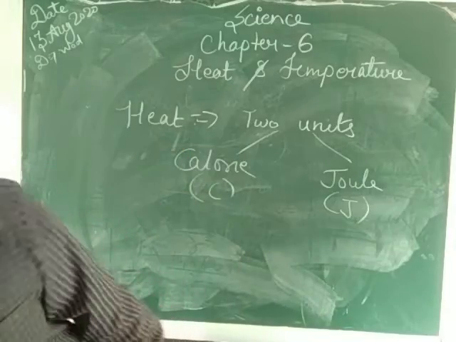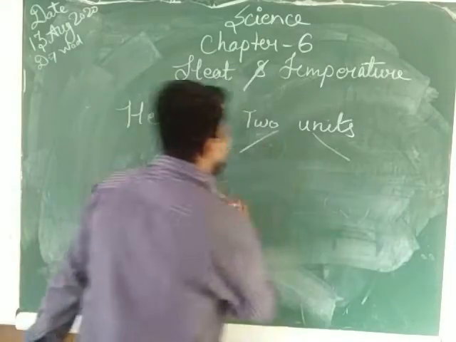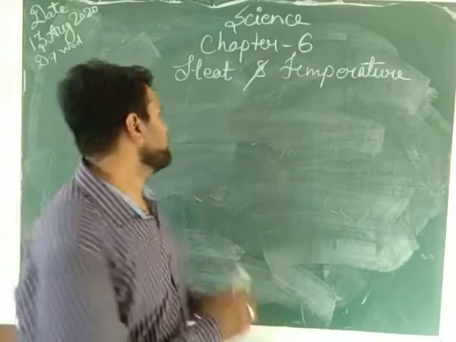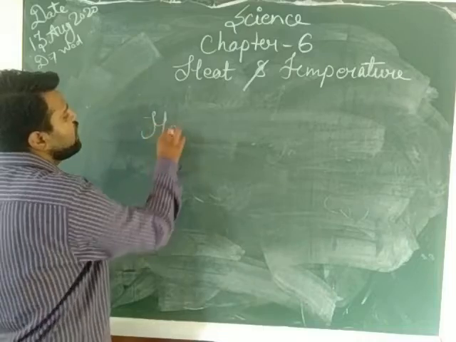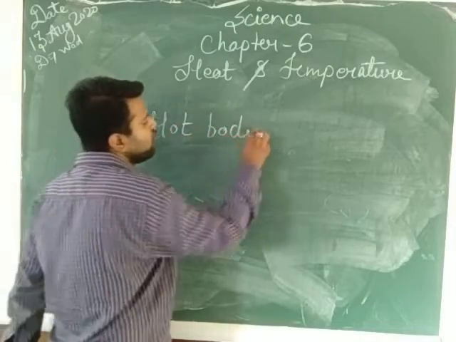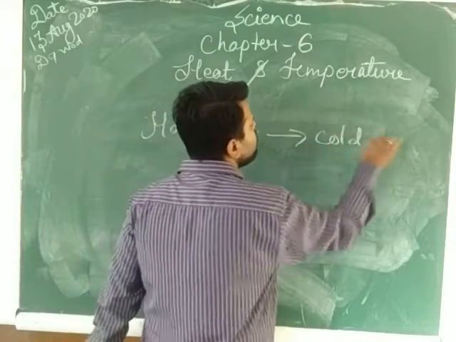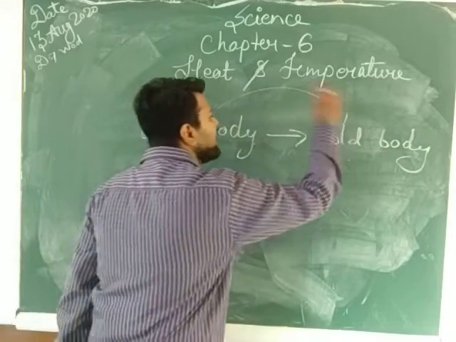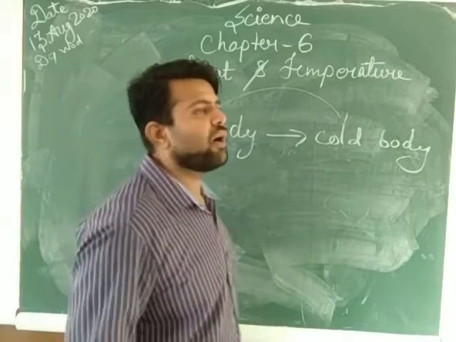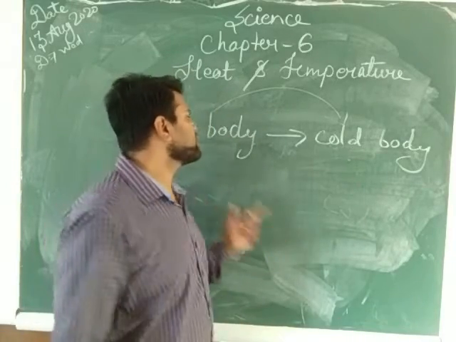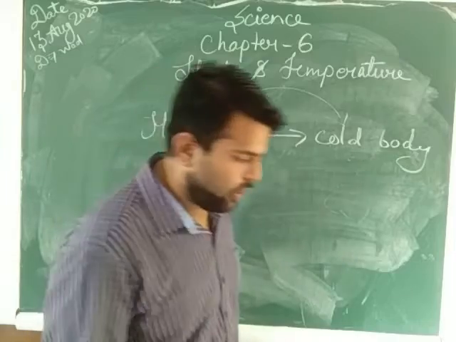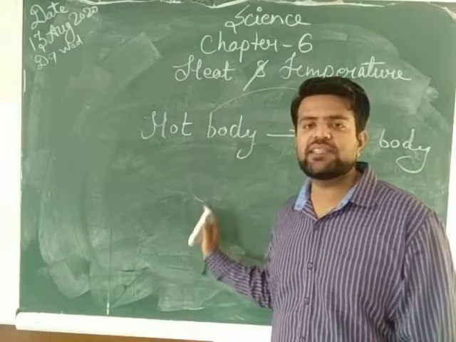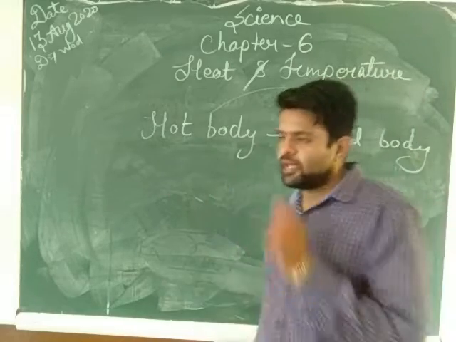Now today, till now we studied that heat flows from a hot body to a cold body. Now today we will see how this heat actually moves, or how the transfer of this heat takes place from the hot body to the cold body. My dear students, there are three ways in which heat flows from a hot body to a cold body.